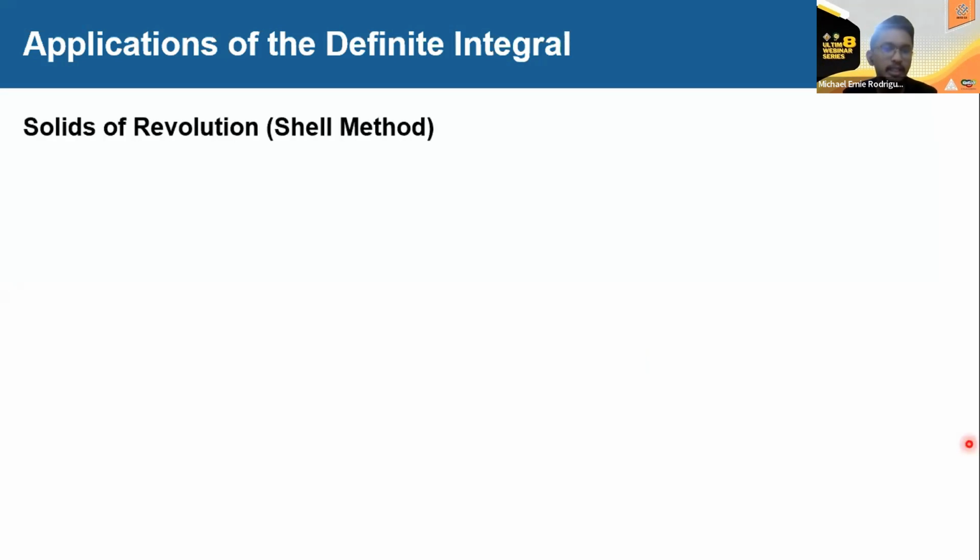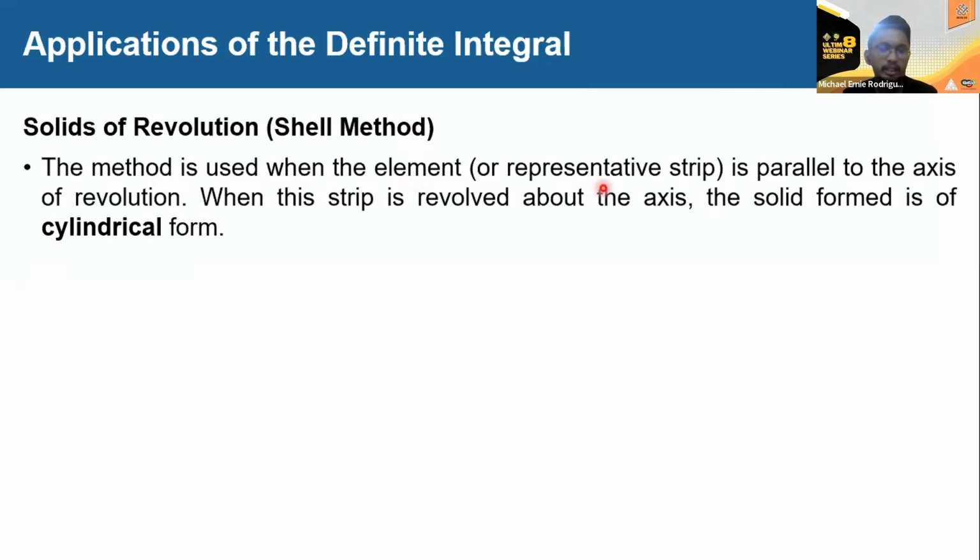And then last is the shell method. So this method is used when the element is parallel to the axis of revolution. So ang pinagkaiba nito, yung disk method is perpendicular but touching the axis. Si washer or ring is perpendicular but not touching, while the shell method is parallel to the axis of revolution. So when the strip is revolved about the axis, the solid form is of cylindrical form or shell.